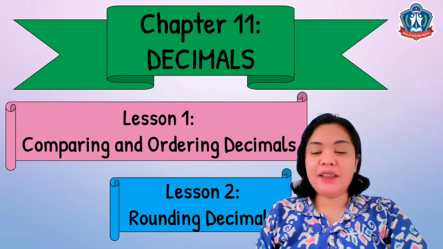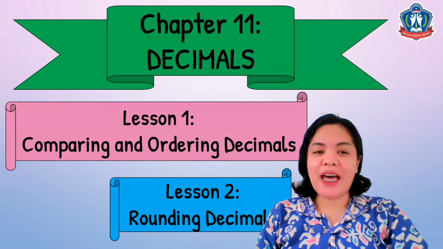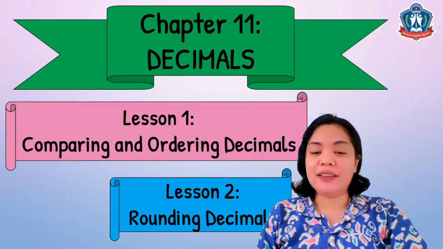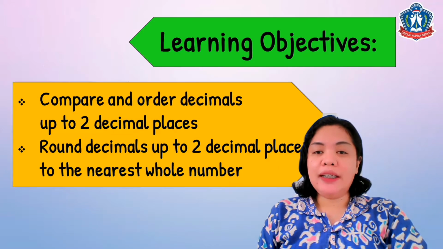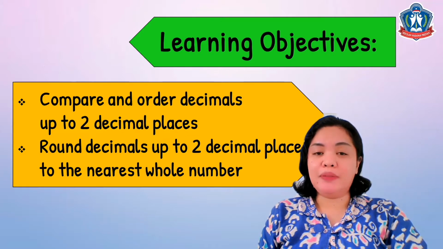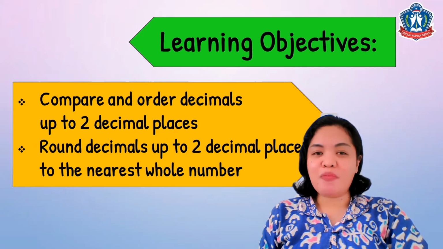We are now on chapter 11. It talks about decimals. So in this video, you will learn two lessons. We have comparing and ordering decimals and rounding decimals. So these are the learning objectives: to compare and order decimals up to 2 decimal places, and to round decimals up to 2 decimal places to the nearest whole number.